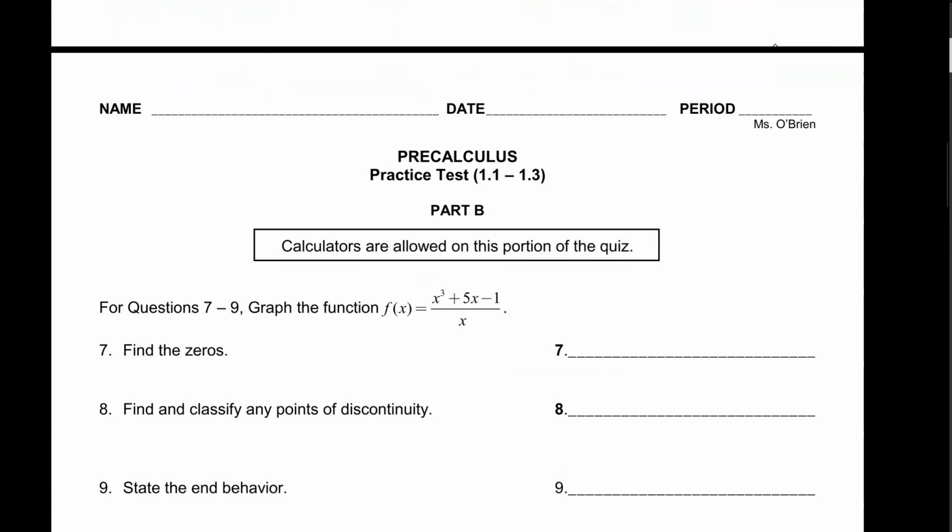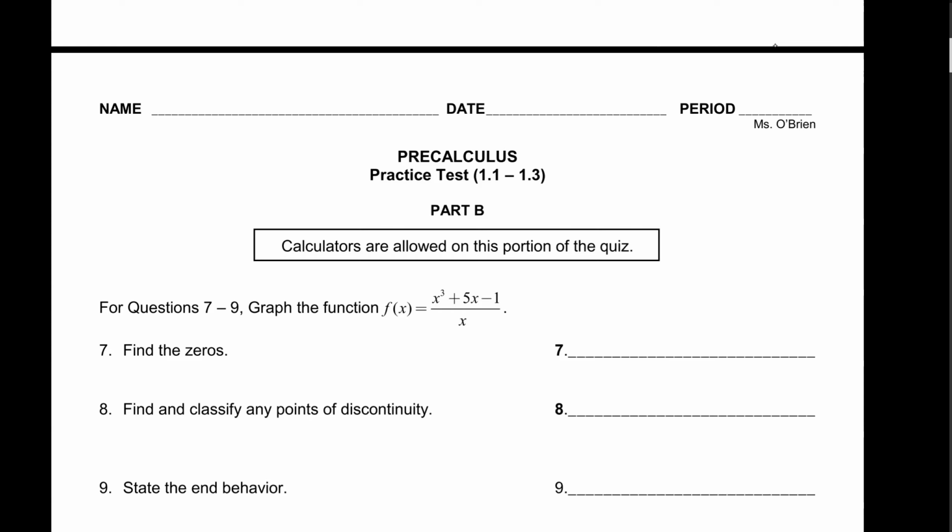Okay, and then these, find the zeros. You could just use your calculator. Did I put this on the test? I mean, you have to know how to find it anyway. So this would be more for the second part of the chapter test. Find and classify points of discontinuity. How do you do that?